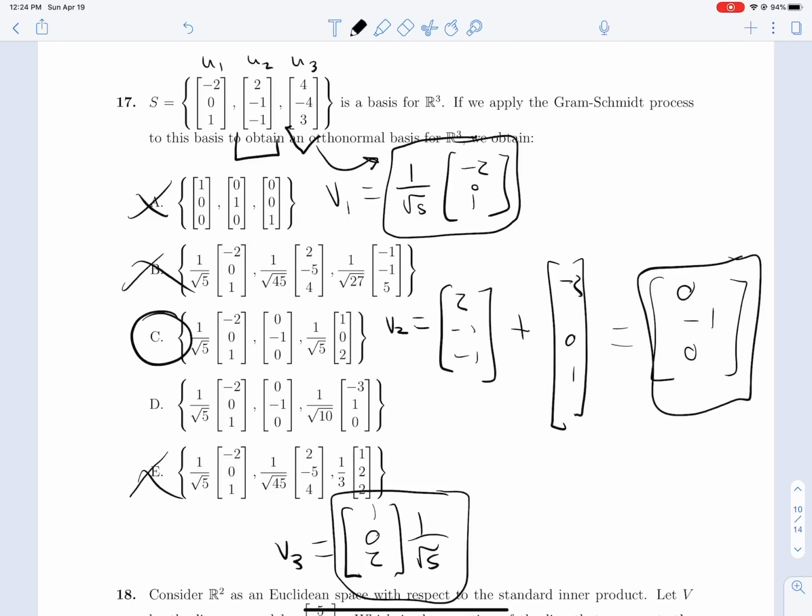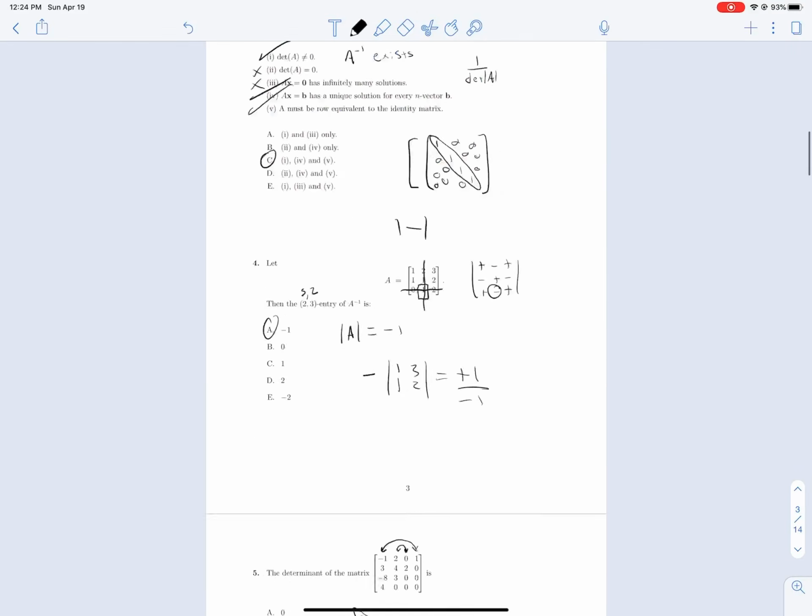I'm really sorry about this. I'm still not very good with the Gram-Schmidt process. There are so many much better resources you could be using than me for this right now. So go watch the Khan Academy video. That's what drilled it into my head to begin with. Obviously it didn't stick that well, but here we are. So 17 is C.